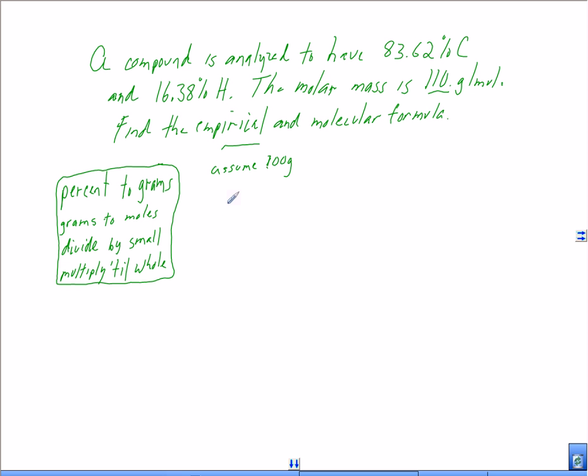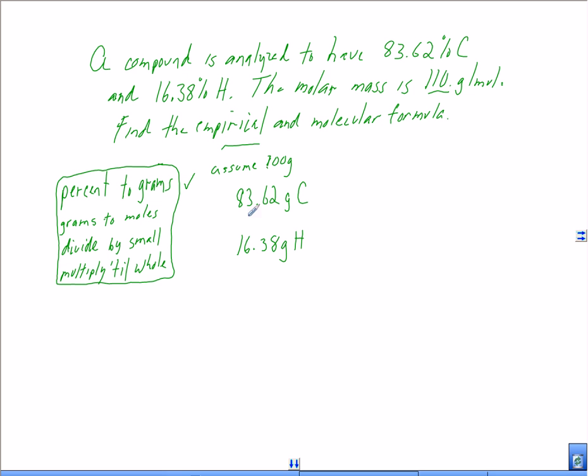So if I have 83.62% carbon, then I have 83.62 grams of carbon. And if I have 16.38% hydrogen, I have 16.38 grams of hydrogen. So we've taken care of our percent to grams step.